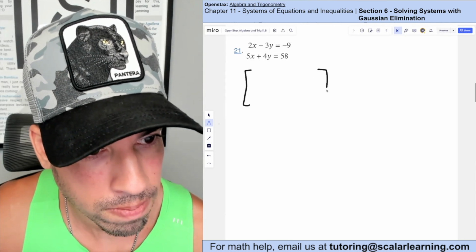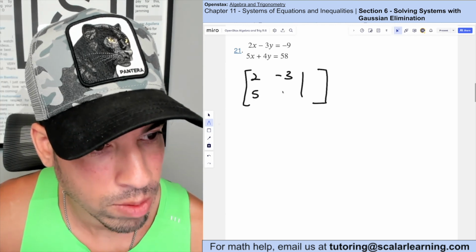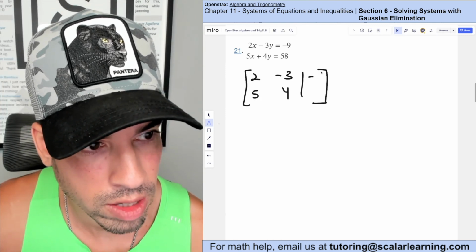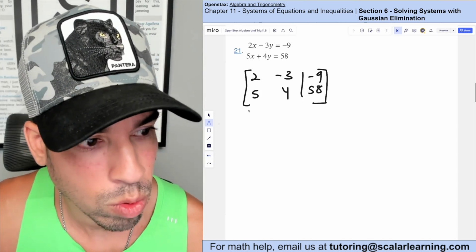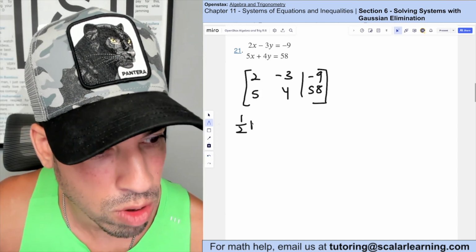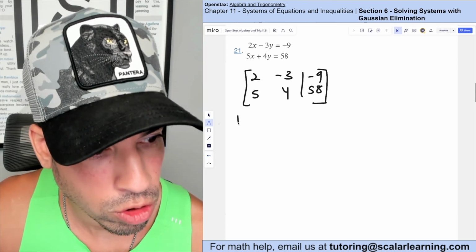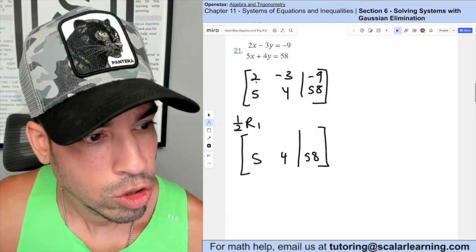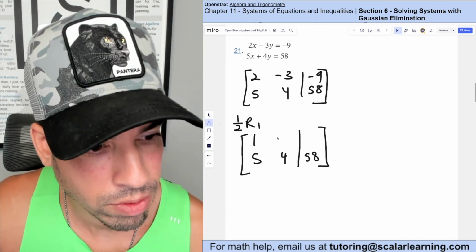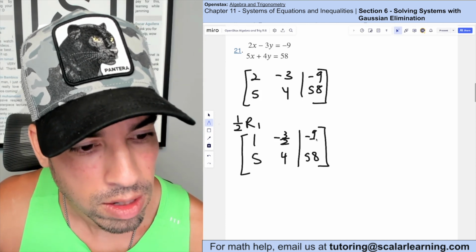Done. So for this one, we want to first put it into a nice augmented matrix. So let's start there. So we got 2, then we got that coefficient -3, here we got 5, and we got 4, and then the constants over here, -9 and 58. Okay, my first objective is to flip that to a 1, so I'm going to multiply the top row by 1/2, so let's write that out. So we got half of 2 is 1, half of -3 is -3/2, and then half of -9 is -9/2.